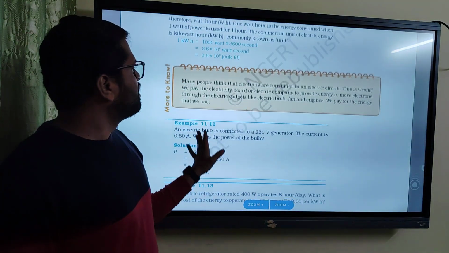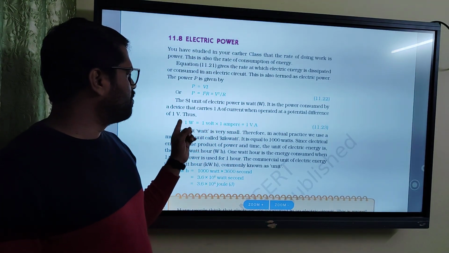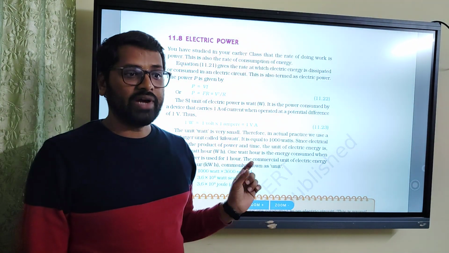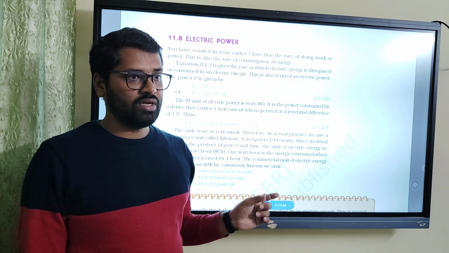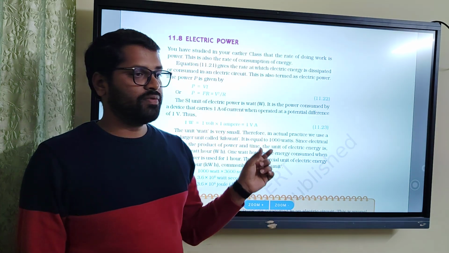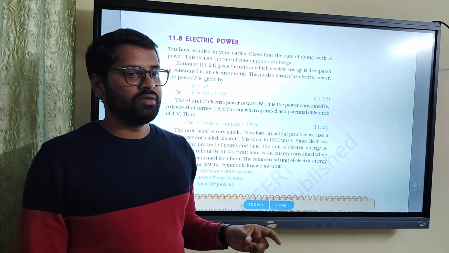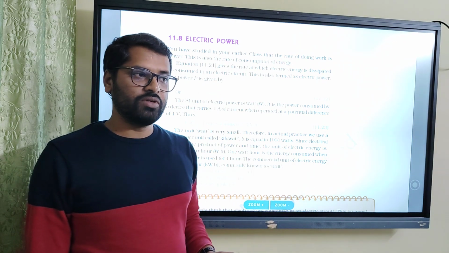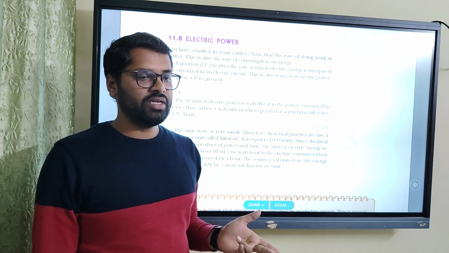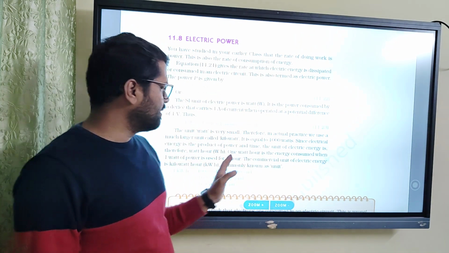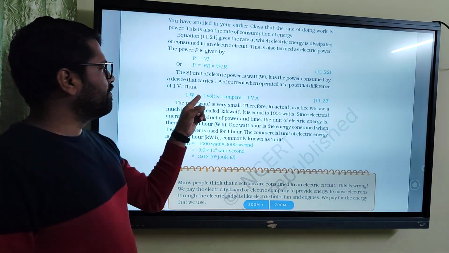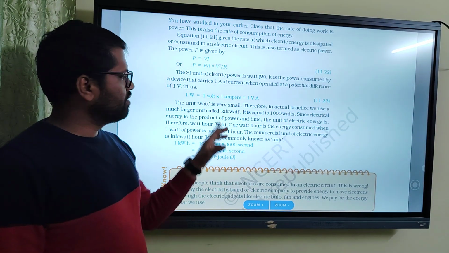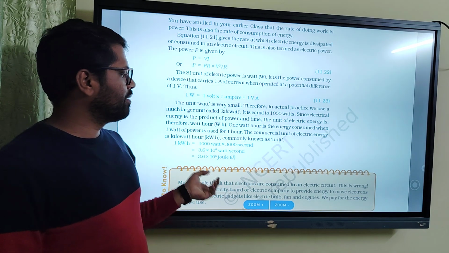Electric power we have discussed. Like that I have explained 1 watt. What is the SI unit of power? Watt. And what is the SI unit of potential difference? Volt. What is the SI unit of work or energy? Joule. You should know that. So if they ask, 1 watt means 1 volt into 1 ampere. VI. So VI means 1 volt into 1 ampere.